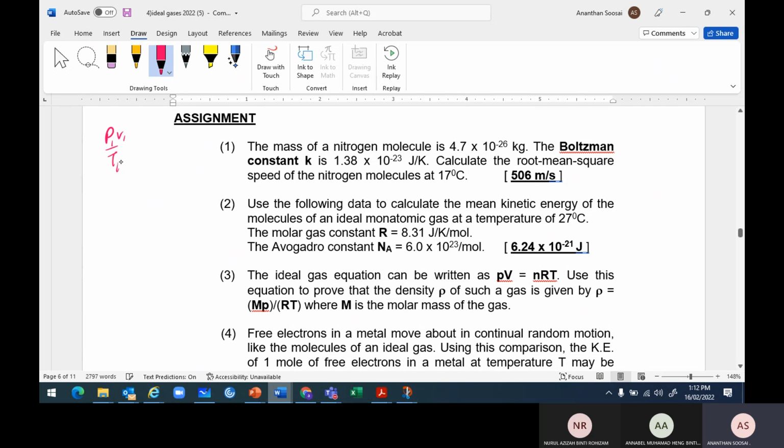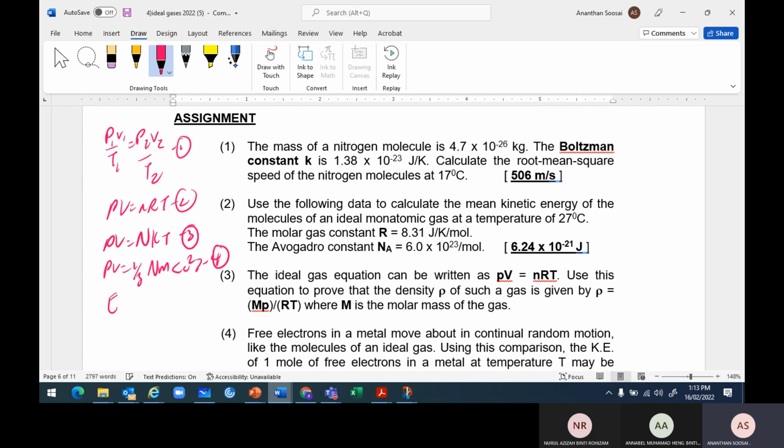P1 V1 over T1 equals P2 V2 over T2. First equation. PV equals nRT. Second equation. PV equals NkT. Third equation. PV equals 1/3 Nm c squared. Fourth equation. And the kinetic energy is 3 over 2 kT. Five dominant equations, right? Look at the first question. Which equation? How do you find the answer?